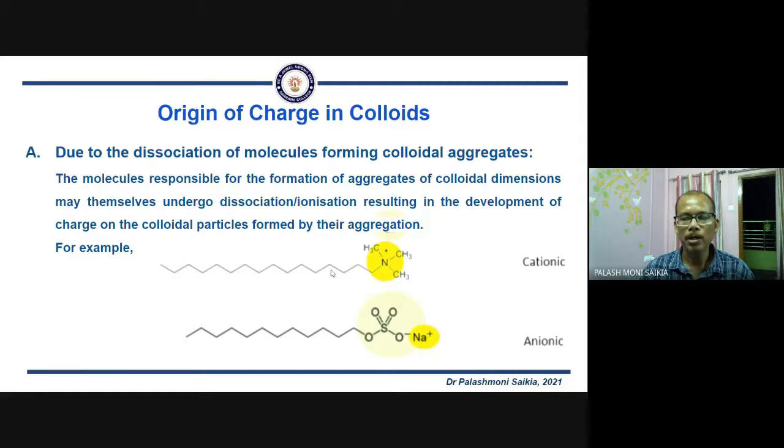So these are two classical surfactants, one is CTAB, that is cetyl trimethyl ammonium bromide, and the second one is sodium dodecyl sulfate, which we generally call SDS. They acquire the cationic and anionic charges simply because of dissociation or ionization of their head groups. So this is one of the primary reasons why colloids, mainly the lyophobic colloids, acquire charge.